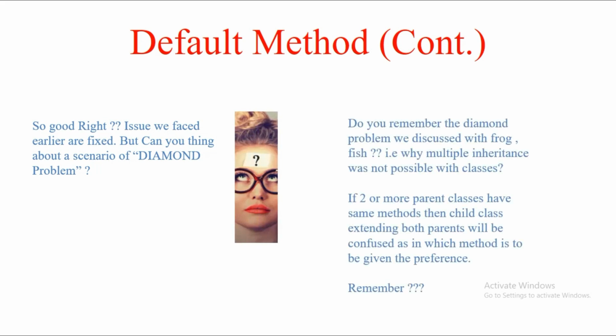Okay, do you remember the problem we discussed when frog and fish were discussed? That is why multiple inheritance is not possible with classes. Because if two or more parent classes have the same method, then the child class extending both parents would be confused as to which method is to be given preference, meaning which to be taken in the implementation, remember? So that was the diamond problem.